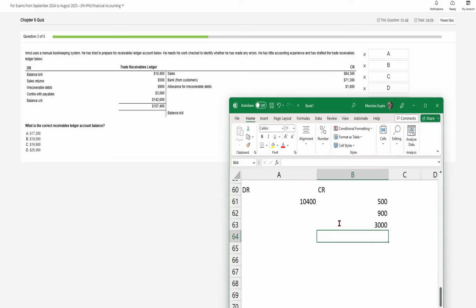See, these are the common mistakes that a student does. If you want balance brought forward on the debit side, now the carry forward balance should be on the credit side, so that next year it will be the opening. Okay, so it's wrong here.